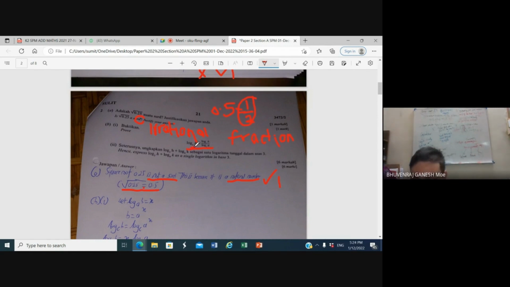Down here they put log AB. So you want to switch the base, you add a new base, log CB. C is a new base. And then you have to divide by log CA. It means the pattern is you add the base over here.